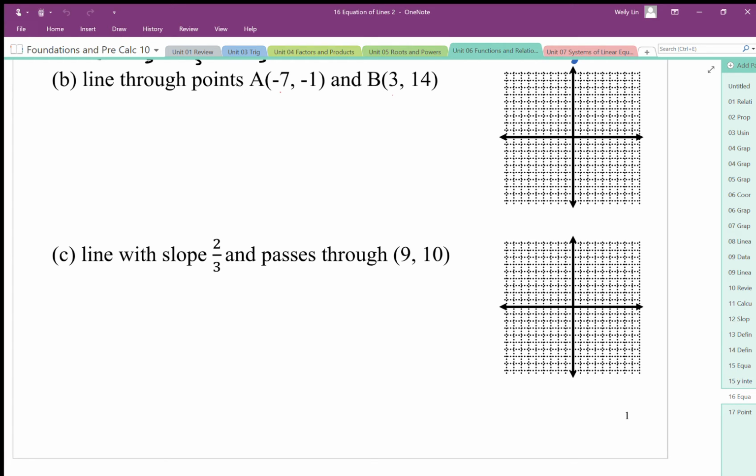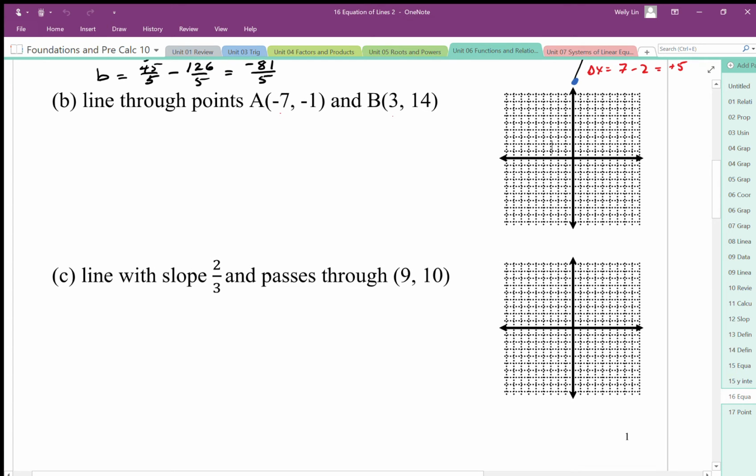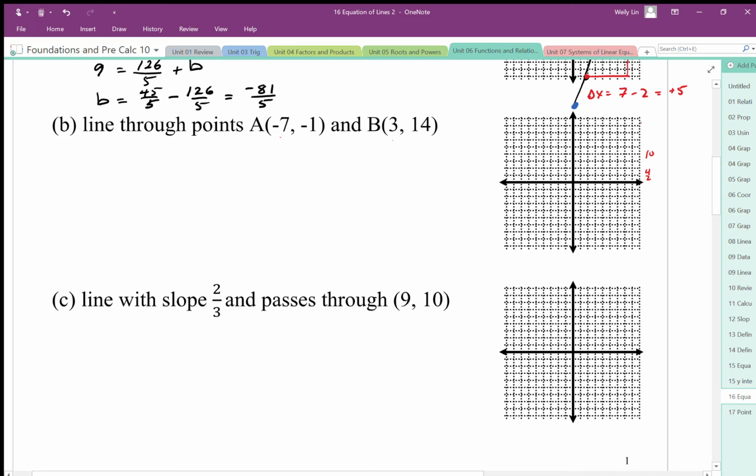To plot the next 2 points here, we're going to scale the y-axis, looking at that coordinate of 14. We're not going to be able to fit it on this grid. So we're going to scale the y-axis so it goes up by 2. So it goes 2, 4, 6, 8, 10, 12, 14, 16, 18, and up to 20 it looks like.